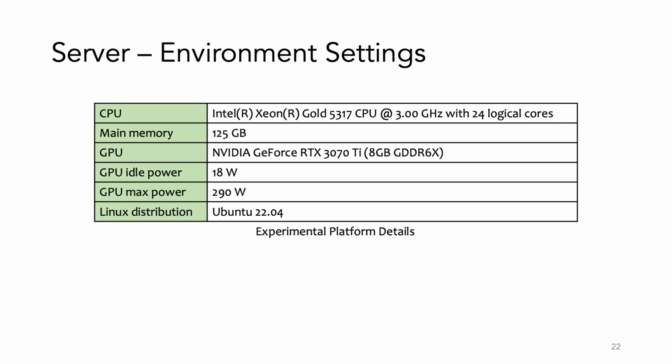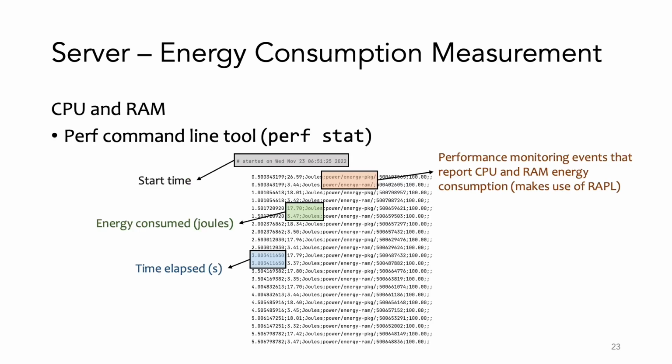Moving on to the server, this table shows the platform details where experiments are conducted. To conduct energy consumption measurement for CPU and RAM, the perf command line tool was used. An example of how the output file looks is shown here. The start time is recorded, and performance monitoring events that make use of Intel's Running Average Power Limit report the CPU and RAM energy consumption, which are given in units of joules. Readings are taken at regular intervals, as seen in the first column, which shows the time elapsed in seconds.